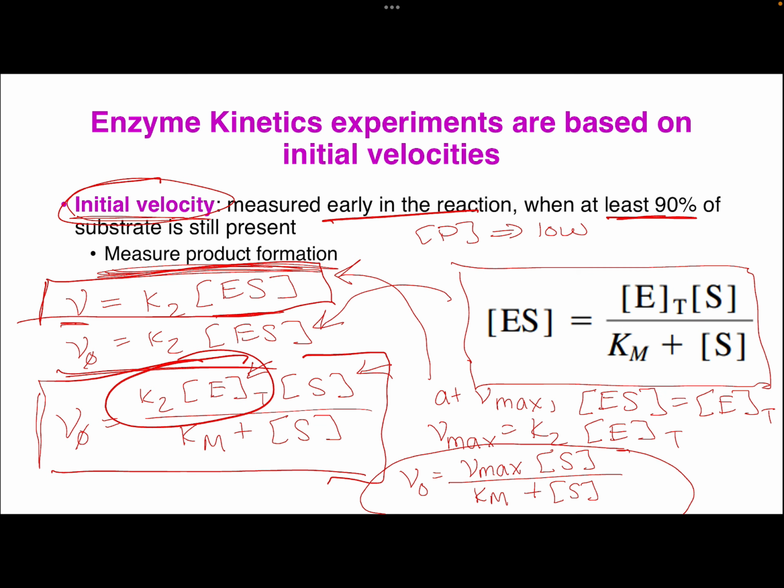And so in the next video, we're going to go over how to interpret this equation, how to use it, and we're going to do some practice problems, all right? So this is the Michaelis Menten equation. Next video is focusing on how to use it, all right?